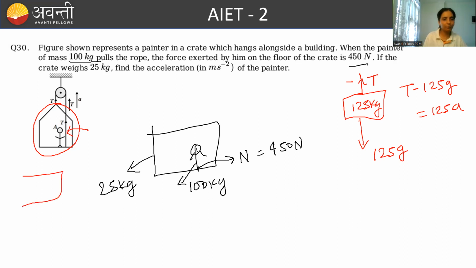If I write the FBD of the painter, this is the painter. So he is holding the string. He is holding the rope, he will pull the rope downward, and the rope will pull him upward by Newton's third law. So on him, tension force will act again in the upward direction. Normal reaction between the surface and painter will be there. So the painter will apply normal reaction on the surface in the downward direction, and the surface will apply the normal reaction force in the upward direction.